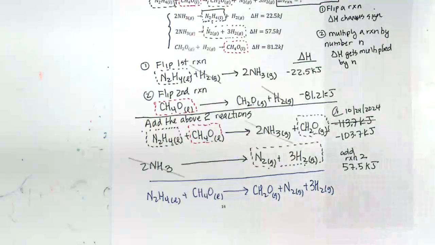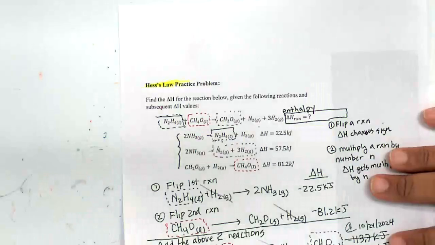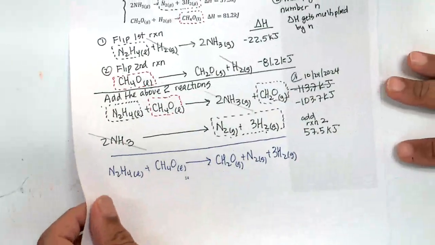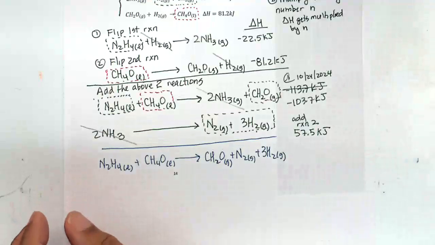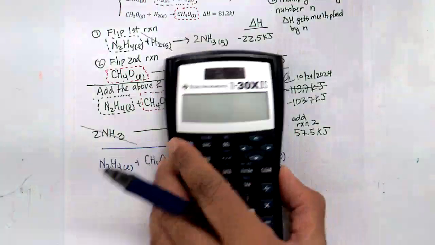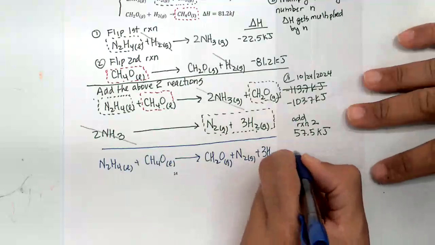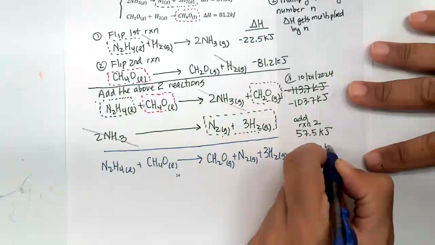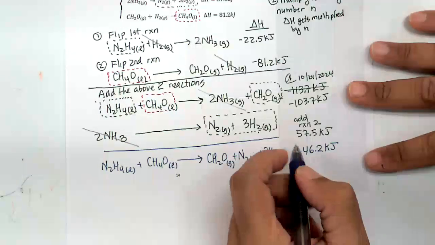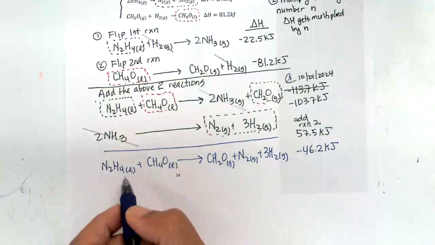Okay, so what is the delta H of this reaction? We add the two reactions. We get the reaction that we want here, and we add the two enthalpies. What's minus 103.7 plus 57.5? Negative 46.2. Thank you, Husong. Negative 46.2. So this is our answer.